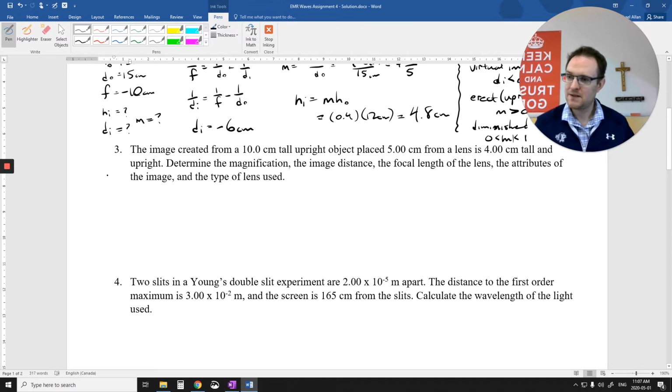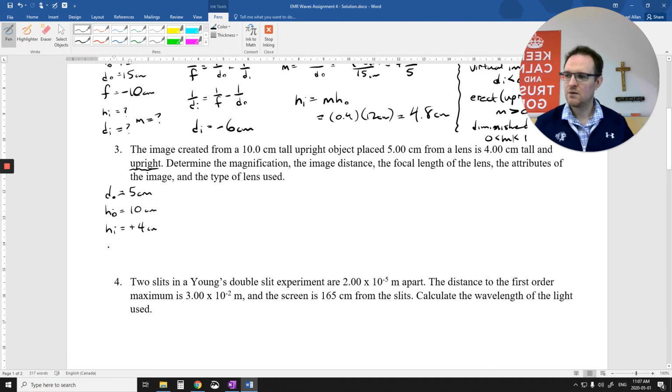Okay. So they want to know a bunch of things, like what type of lens this is and a few other things. So let's just list off what we have. We have a DO of 5 centimeters. We have an HO of 10 centimeters. We have an HI of positive, it's upright, so it's positive 4 centimeters.